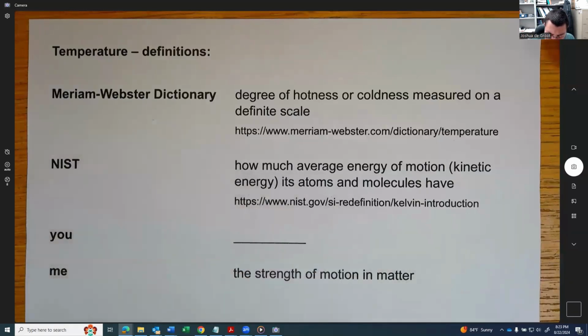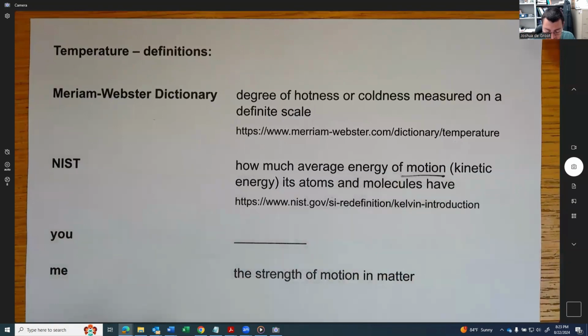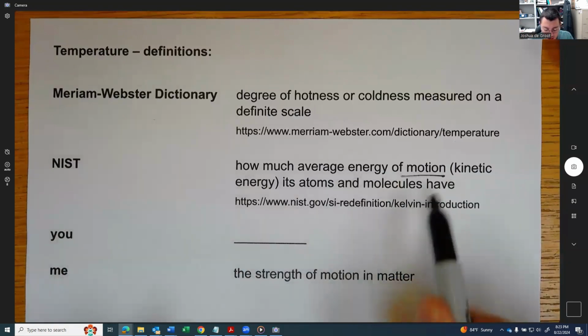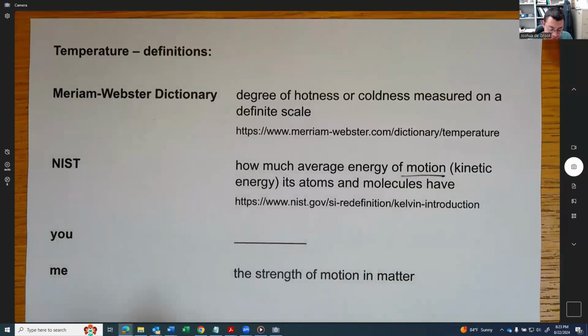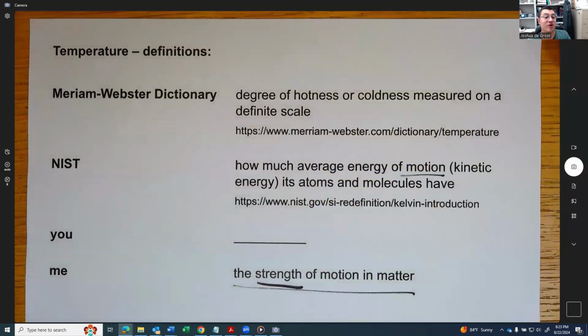NIST gets a little bit more specific. How much average energy of motion? Okay, so we're talking about movement, kinetic energy, some things atoms or molecules have. Okay. I like to think of this in my definition. I like to use this word strength when I'm talking about temperature, the strength of the motion. Okay. Because what I get scared with is people confusing temperature versus heat, or more accurately, thermal energy.